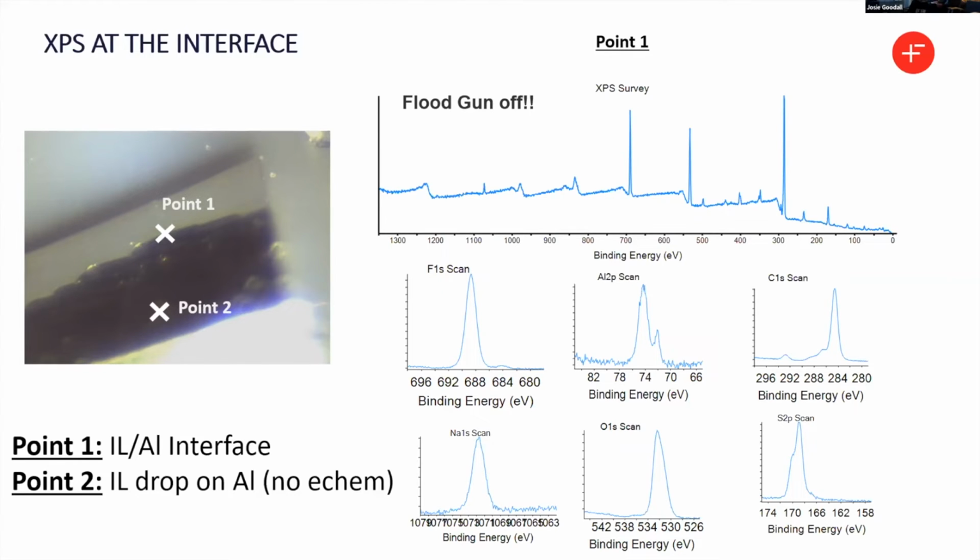And the important bit is that you need to always have two reference points. If we take the ionic liquid and see any change happening, we don't know if it's due to the external bias, because any standard XPS spectra tends to shift with applied bias. So we need to differentiate between the electrochemical processes and the effect of the standard applied bias. To do that, we took two reference points. Point one is the interface, and point two is just a drop of ionic liquid on the aluminum electrode, which is separate from the electrochemical processes.